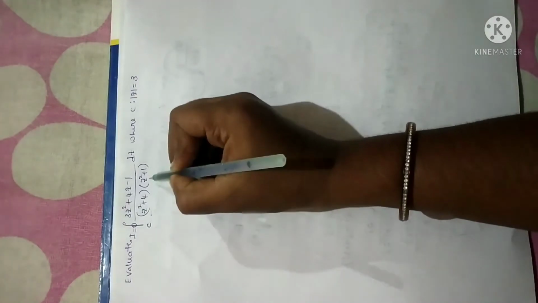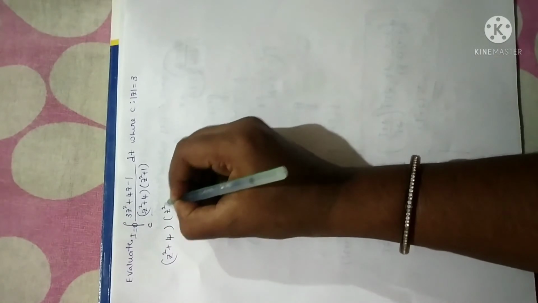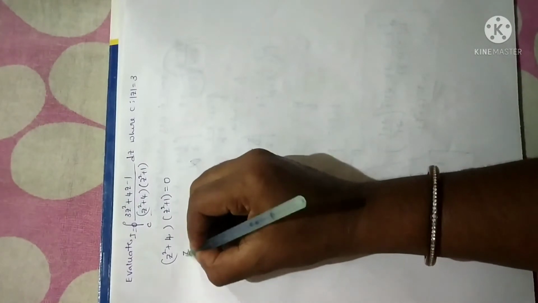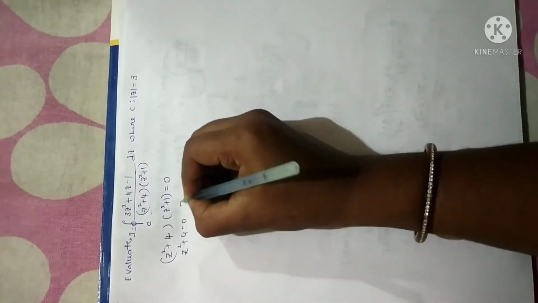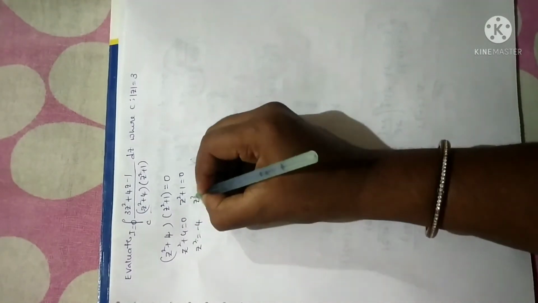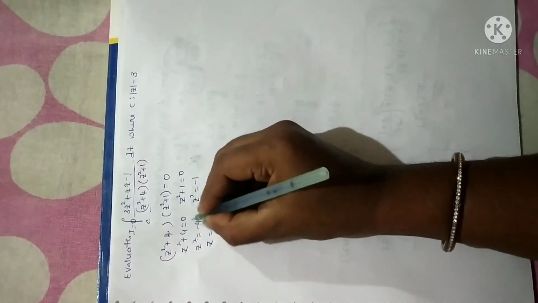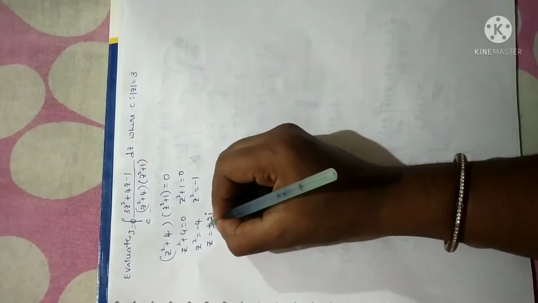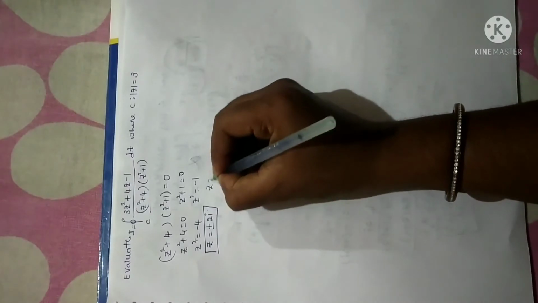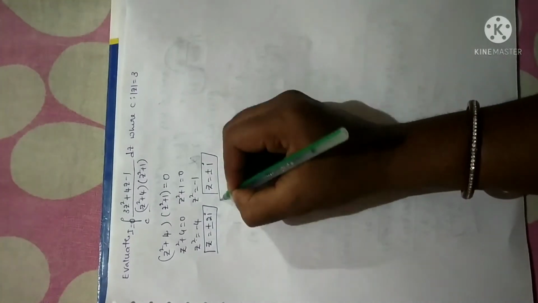So instead of that, let me simplify. I have to factorize z square plus 4 into z square plus 1, right? So let me equate it to 0. If you do that, I can write z square plus 4 is equal to 0 and z square plus 1 is equal to 0. Thereby z square is equal to minus 4, and z square is equal to minus 1. Or else I can write z is equal to plus or minus 2i, right? Square root of minus 4 I will get, so I can write this as square root of minus 1 is i. Thereby z is equal to plus or minus 2i. Similarly z is equal to plus or minus i. Fine. So I have obtained the values of z.